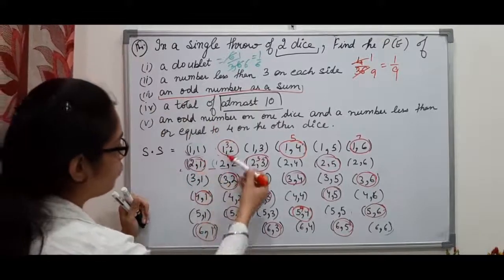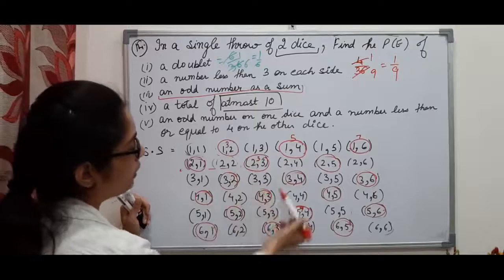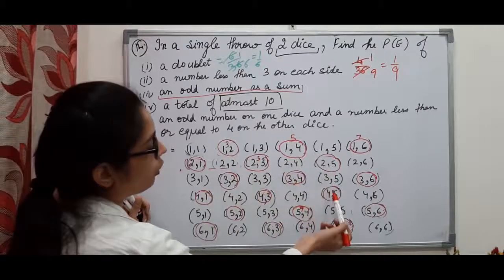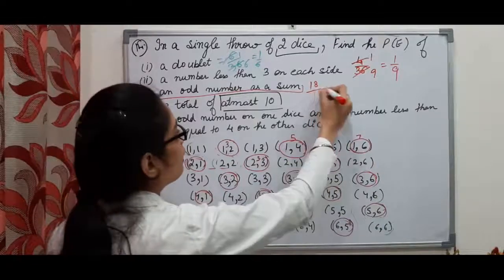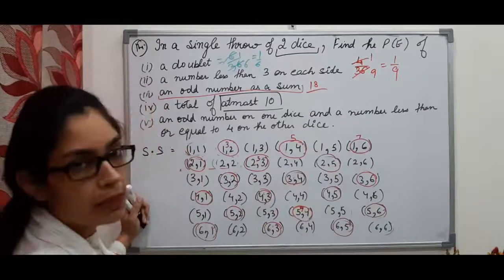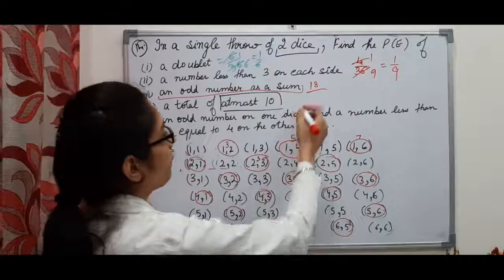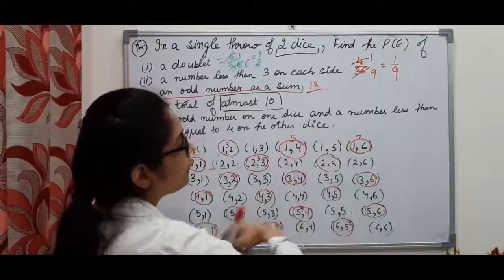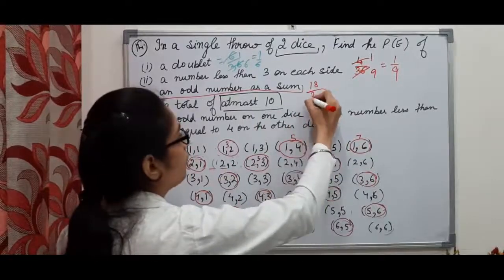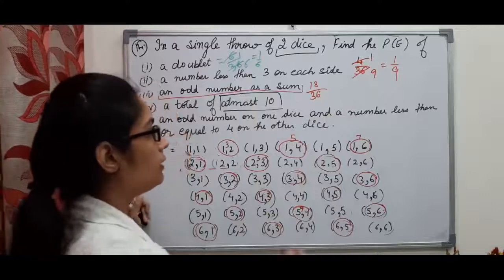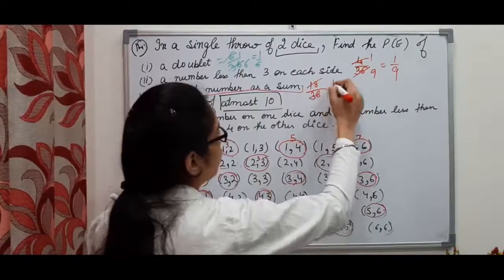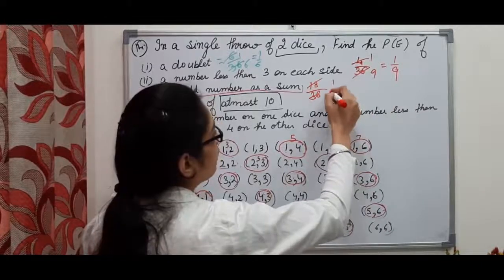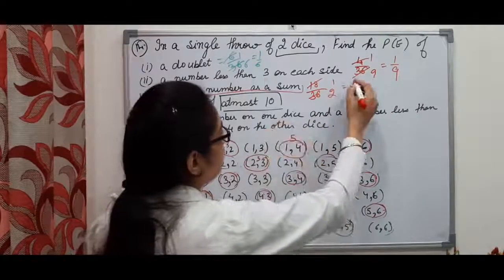1, 2, 3, 4, 5, 6, 7, 8, 9, 10, 11, 12, 13, 14, 15, 16, 17, 18. So there are 18 events which are favorable to E, or 18 elementary events I can say. Total number of outcomes will remain the same, 36. So I will do the cancellation. 18 into 1 is 18 and 18 into 2 is 36. So it will be 1 by 2.